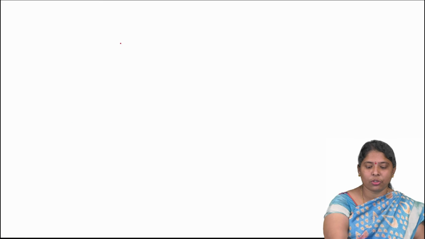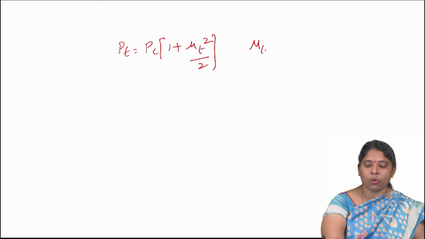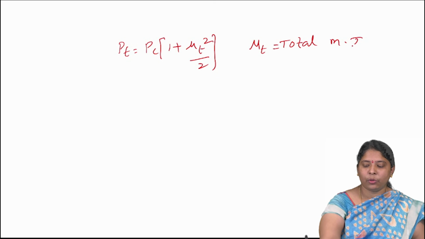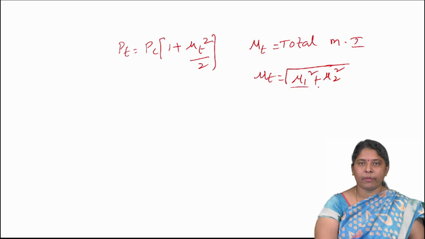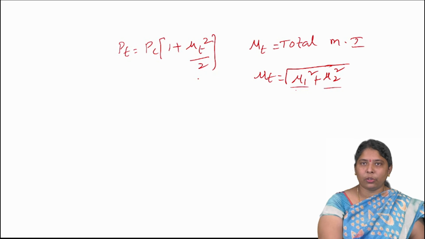So current relations also for multi-tone AM wave, Pt equal to Pc into 1 plus mu t square by 2. Here mu t is called total modulation index. Mu t we will call it as root over mu 1 square plus mu 2 square. Mu 1 is the modulation index for FM1, mu 2 is the modulation index for FM2. First message signal and second message signal. This is for multi-tone AM wave.